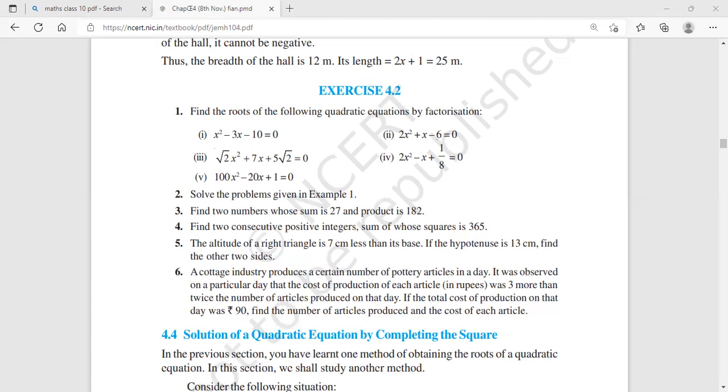So 169 is equal to, how many X square we have got? 2X square. 7 square is 49. Minus 2 into 7 into X is 14X. Now let's get 169 to the other side. 2X square plus 49 minus 14X minus 169.